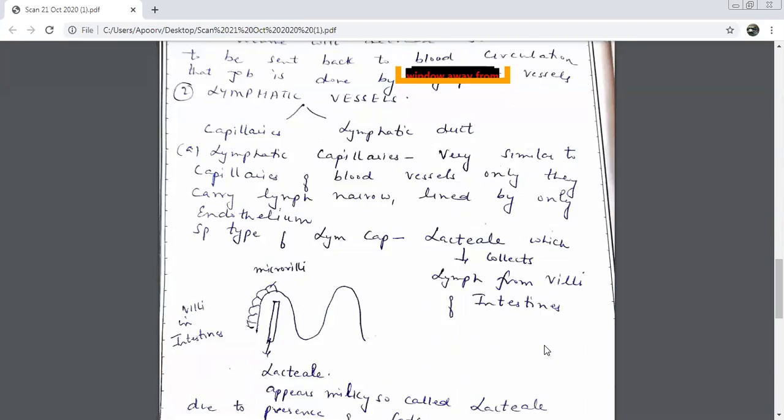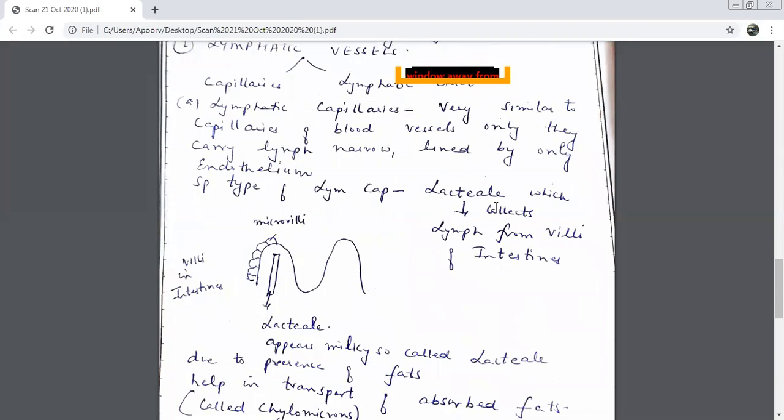This I want to tell you about. I think there is only one word in this all-in-one book of yours, lacteal. I'll tell you a little bit about this lymphatic. See, all these lymph capillaries are of the same type. They are all narrow, all have only one membrane. But there is one special type of lymph capillary. Its name is lacteal. Please name the special type of lymph capillary.